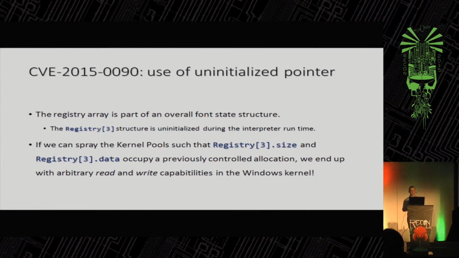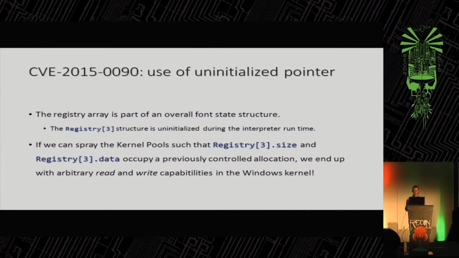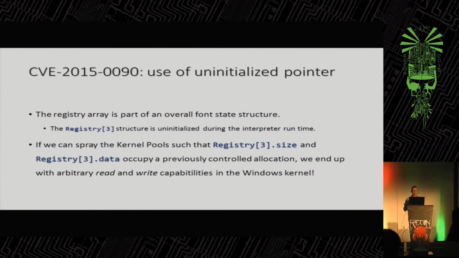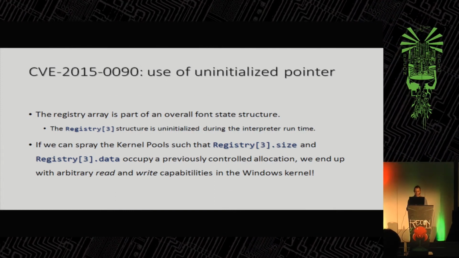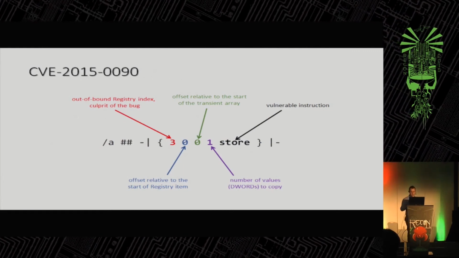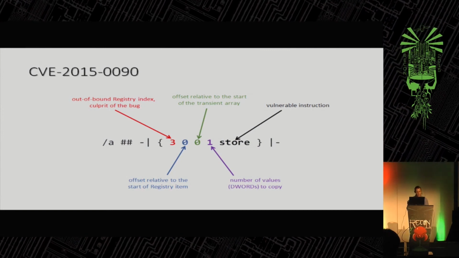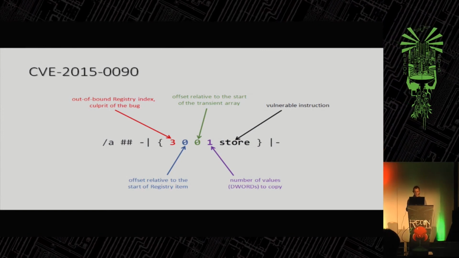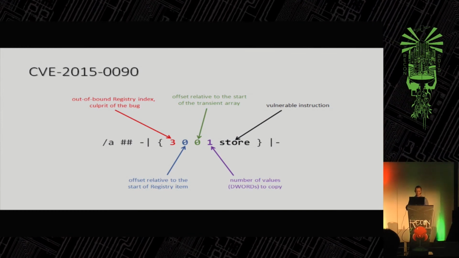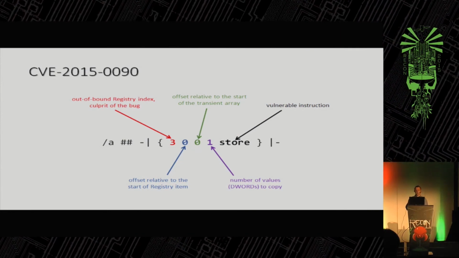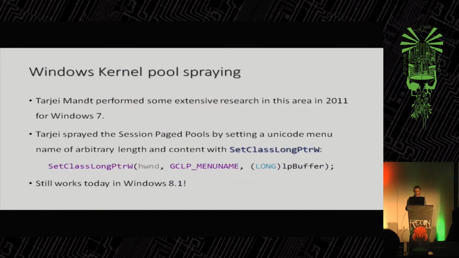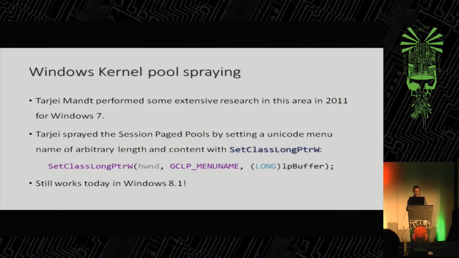So this means that if we can spray the kernel pools such that we can control the whole structure, both the size and the data, then we can have unlimited read and write capabilities in the Windows kernel inside of the Charstring program. This is how we can reproduce this vulnerability, provided that we have sprayed the kernel pool. It's just a matter of 5 instructions. 4 of them are just providing arguments to the store instruction: the registry index, then offsets within the transient array and the registry item, and then the number of DWORDs that we want to copy. After that, we just call the store instruction, and the vulnerability occurs.